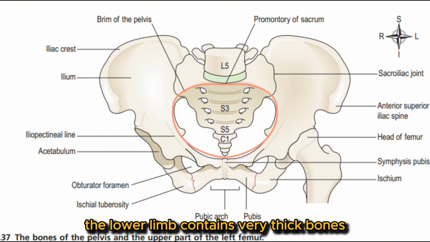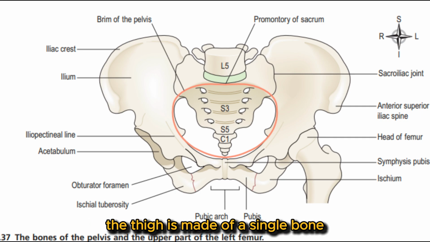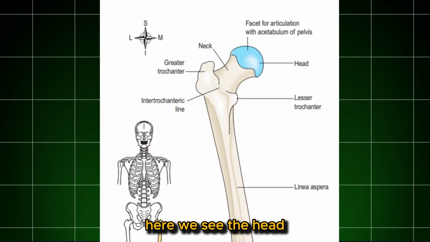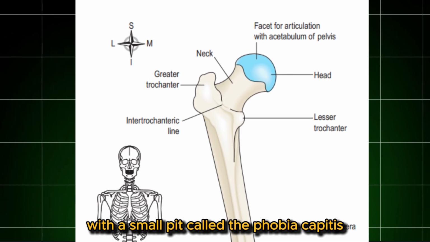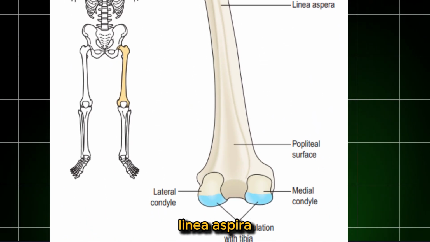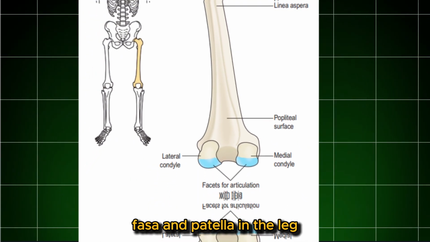Lastly, the lower limb contains very thick bones, enabling us to run and jump effectively. The thigh is made of a single bone, the femur, the largest bone in the body. Here we see the head with a small pit called the fovea capitis, the greater and lesser trochanter, intertrochanteric crest, gluteal tuberosity, linea aspera, medial and lateral condyles and epicondyles, intercondylar fossa, and patella.